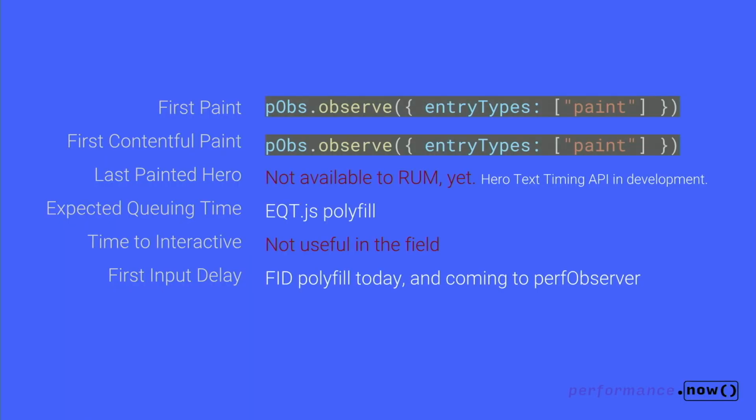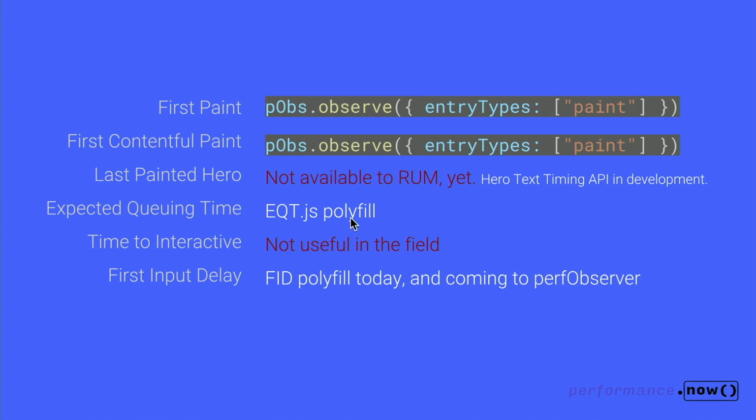So just to capture a few of these metrics and how you collect them in the field. First paint and contentful paint, you can just ask for them on the performance observer. It's real nice. For last painted hero, there's not a good way to capture actual real paint times yet, but there is a hero text timing API that's currently in development. So hopefully that will help round out that story.